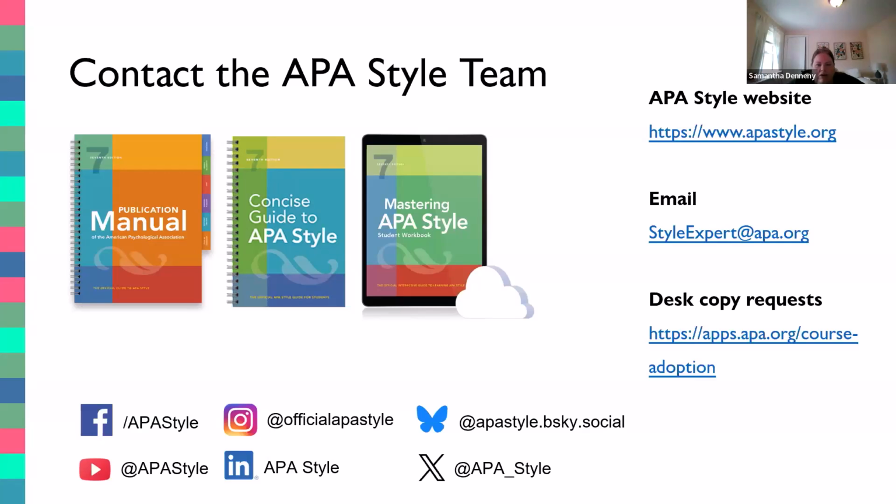There are some questions about when there is no date. No date is surprisingly easy. What you do if there's not a date of publication that's obvious to use is you use the abbreviation n.d., which stands for no date. And you would use that in place of a year in the reference list and in the in-text citation.